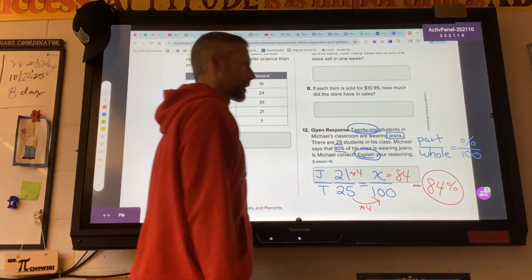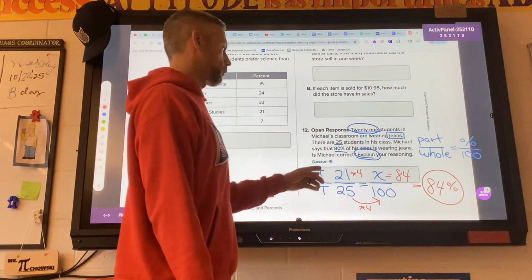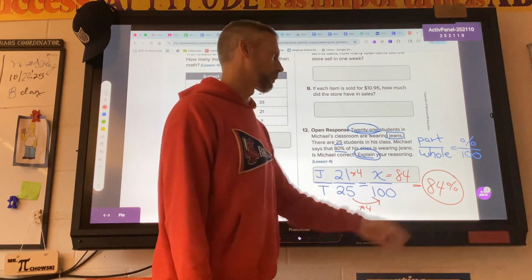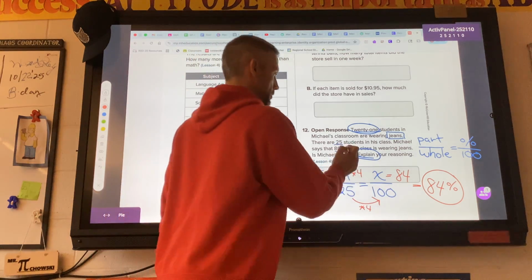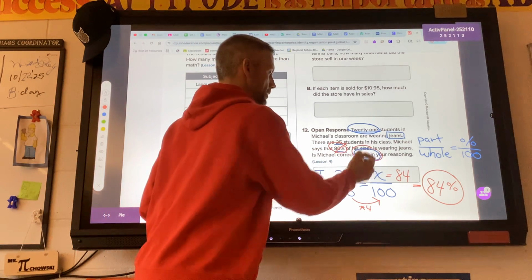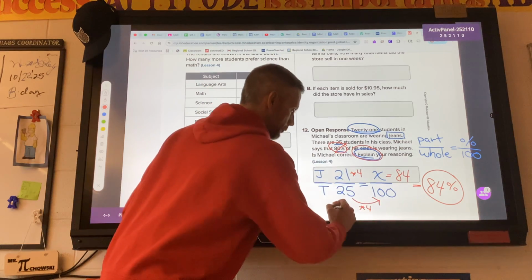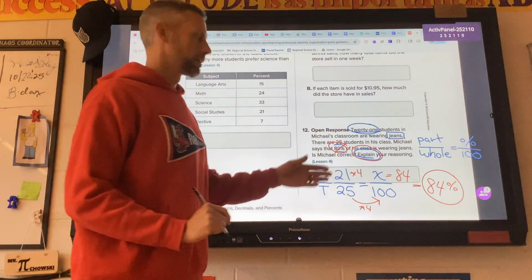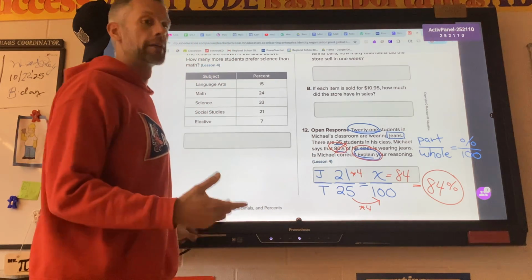So Michael is not correct because 21 out of 25 students wearing jeans means that 84% of the class is wearing jeans and not 80% of the class. So when it says explain your reasoning, it's nice to have the work, but then I would also down here or in your notebook write why Michael is not correct, basically explaining this problem in word form.